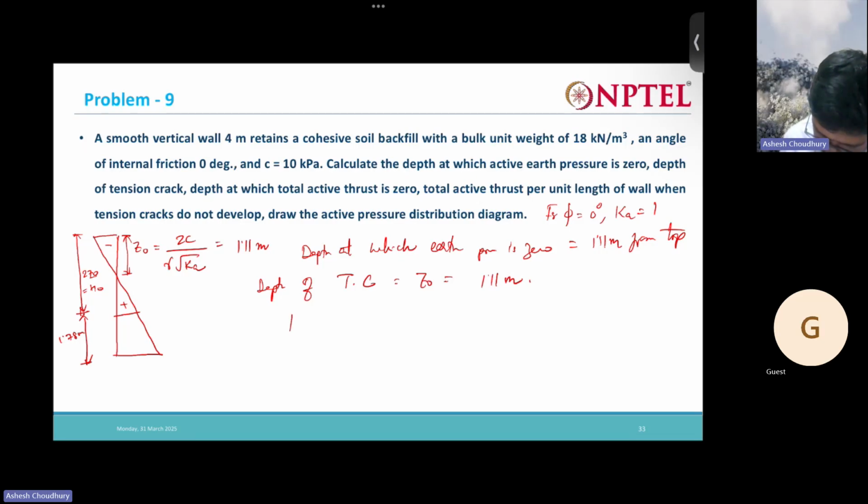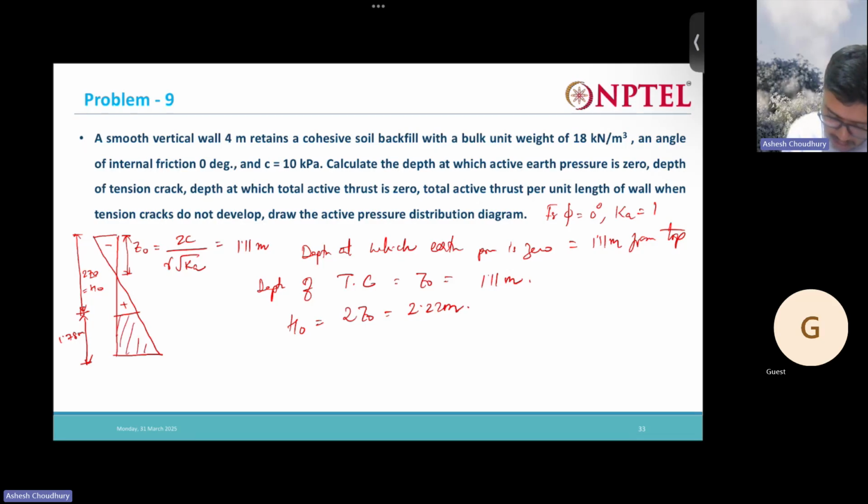That is twice Z naught, meter. Okay, so till this depth H naught, total active thrust is 0 because negative and positive will cancel each other. Hence, the total active thrust becomes 0. Now I have to develop the total active thrust per unit length of the wall when tension cracks do not develop. So when tension cracks do not develop, this is going to cancel.